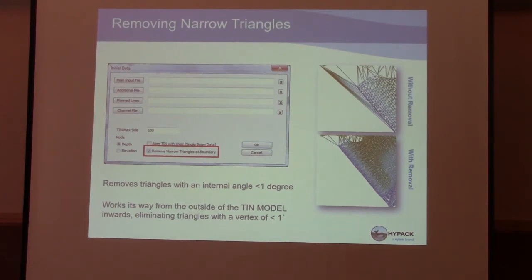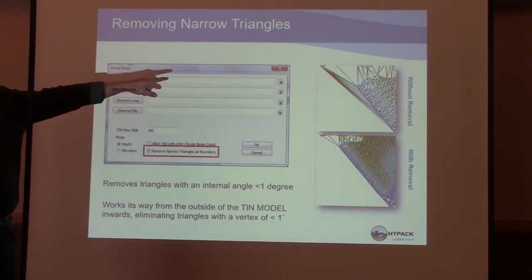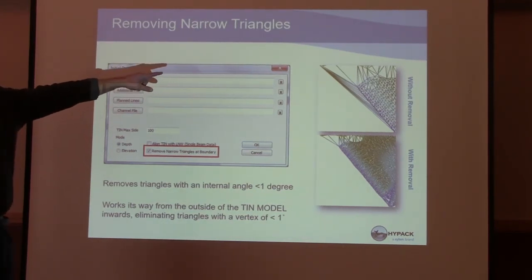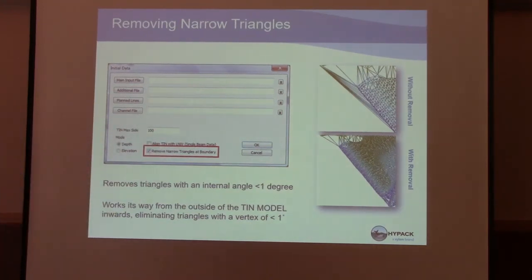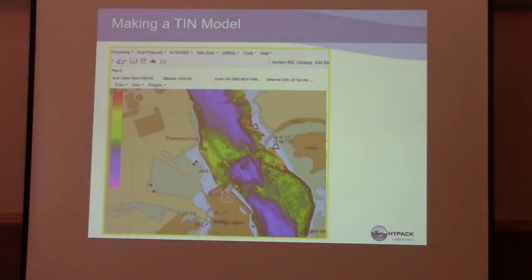And then the narrow triangles that I illustrated over here, I should have realized this one was up there at the top without the removal. See all those narrow triangles that go from that point down? We want to get rid of that garbage, it's not real. This stuff up in here. Okay.